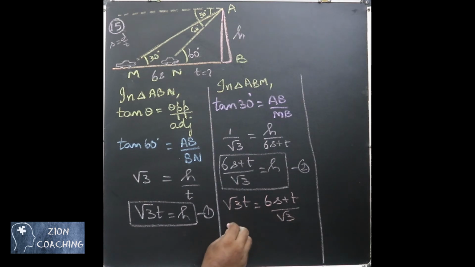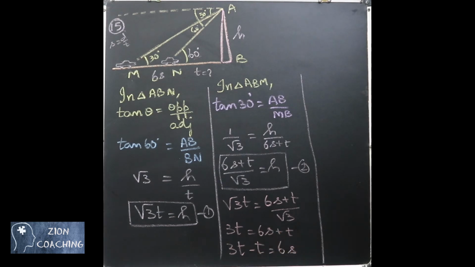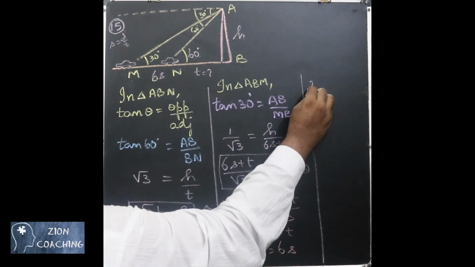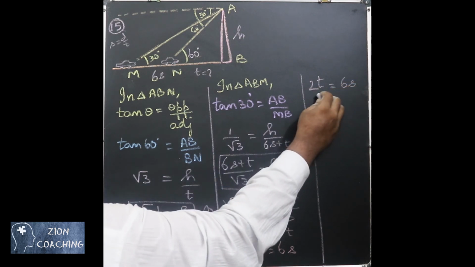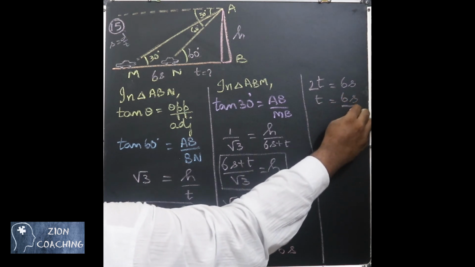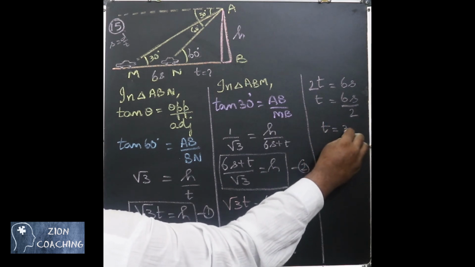Taking this root 3 to this side, we will have root 3 into root 3 is 3, so 3t equal to 6s plus t. Bringing that t to this side, we will have 3t minus t equal to 6s. So 3t minus t is 2t, so we have 2t is equal to 6s. Then t is going to be 6 into s by 2, that is t is equal to 3s.